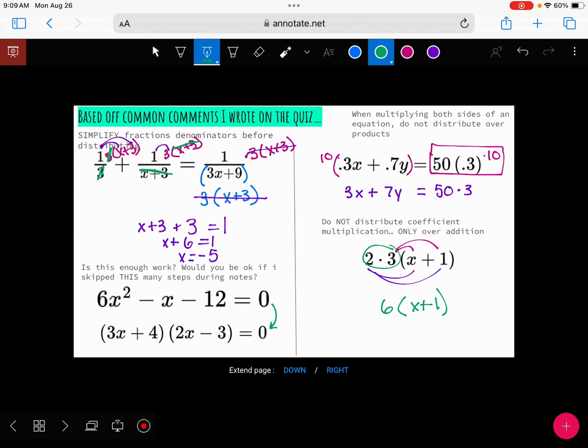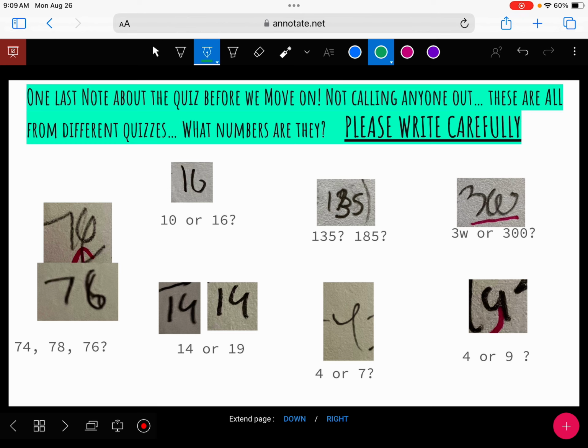One last thing about the quiz before we move on. When y'all are writing your answers, I need you to be very intentional about how we write stuff. I am not intending to call out anyone individually. These are actual numbers that were written on actual quizzes.